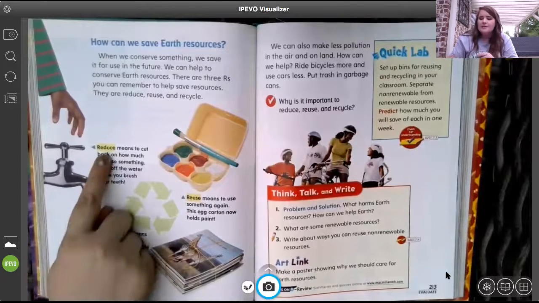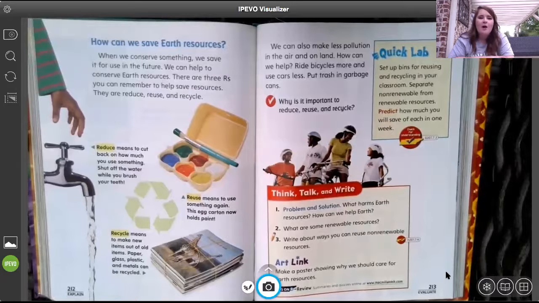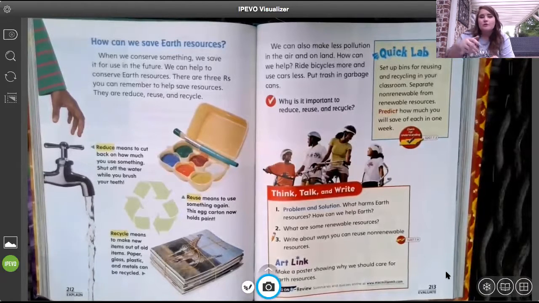So reducing means to cut back on how much you're using, water or anything. So if you think, I'm going to reduce the water that I use every day. Maybe when you're brushing your teeth, don't leave the water running while you're brushing. Turn the water off, and when you're finished, turn it back on to rinse your toothpaste. If you're taking a shower, you can reduce the water by taking a quick shower instead of playing in the shower or in the tub for a really long time. You can just get in and get out. That will reduce your water.